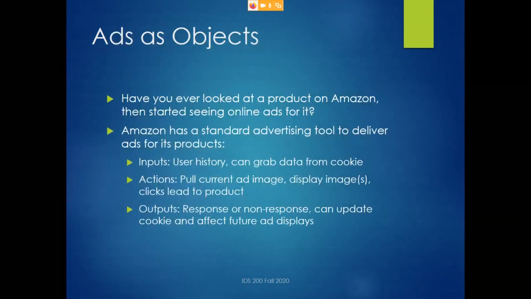Now, all these ads are going to be objects. So, for example, you may have sometimes looked at a product on Amazon, and then within an hour, you start seeing online ads everywhere for it. Well, Amazon also has a standard advertising tool. It has the Amazon Ad API. So any site that agrees to run Amazon ads, guess what? They're going to look at the data on your machine about what you've been looking at on Amazon. And Amazon's going to pull that data to display an image of the product that you just looked at.